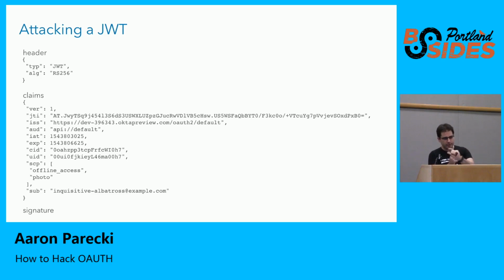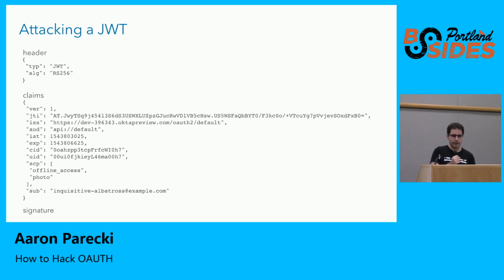At the bottom is the signature, and the signature is typically using a public-private key pair to sign it. So the OAuth server that generates this will use its private key, sign the token, and then make its public keys available on the internet so that the API endpoint can use the public key to verify the signature of the token. That's great. How does that work?